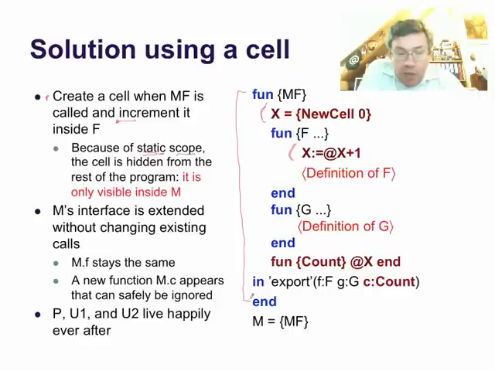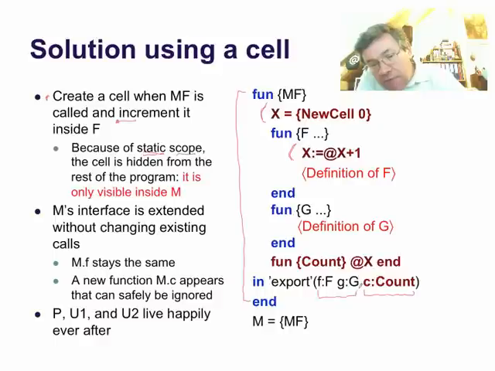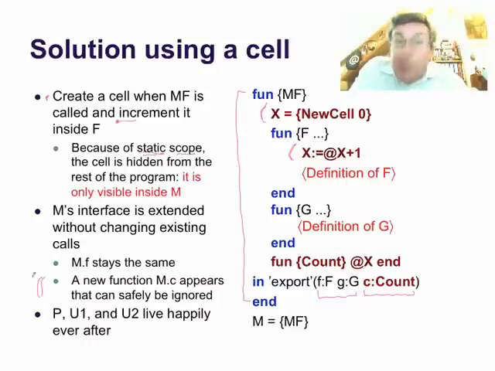And we extend m's interface by adding a new function, m.c, but the existing functions m.f and m.g are not changed. That means people that already use m can keep calling it in the same way, and the new function m.c can safely be ignored. So P, U1, and U2 live happily ever after. The moral of the story is that there is some very good use for explicit state.